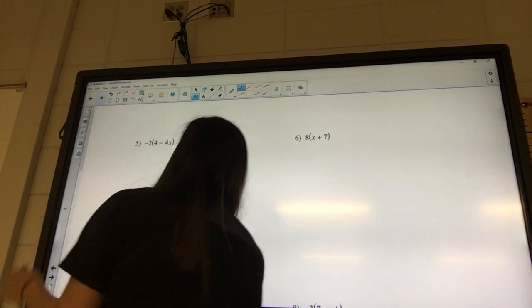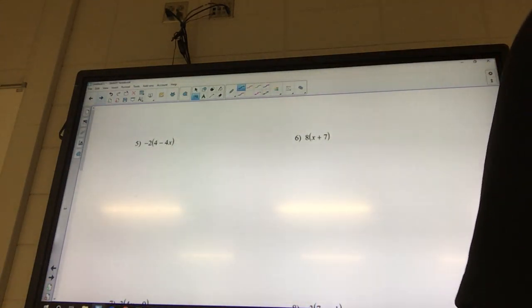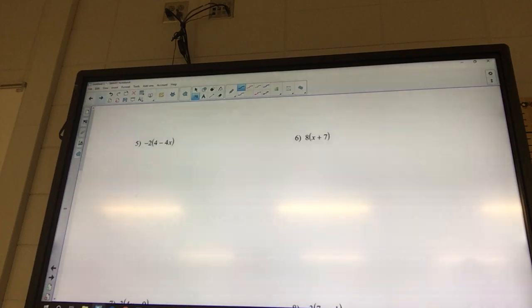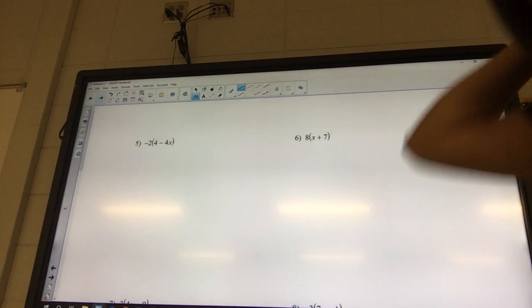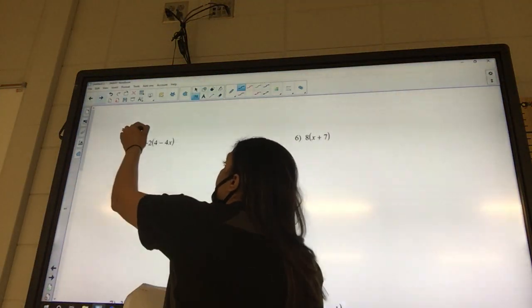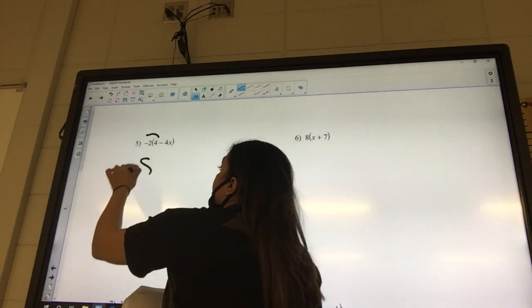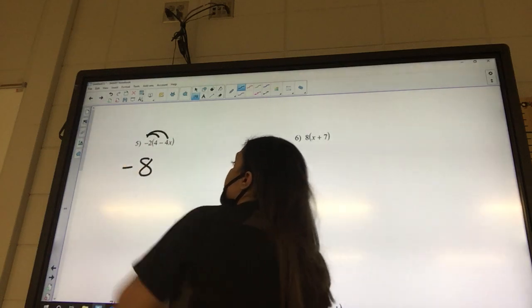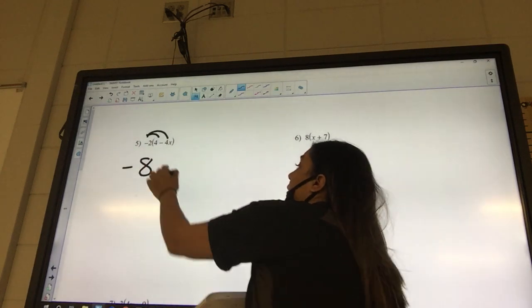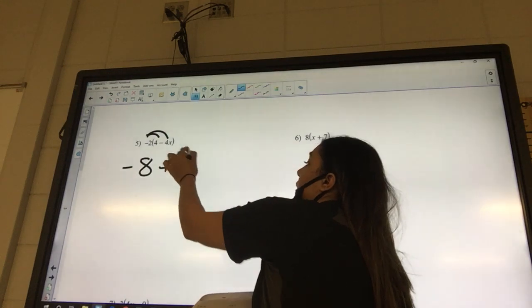Okay, the next page is all distributing. Okay, what's distribute mean? Starts with an M. Multiplication. Okay, it's not that hard. But some of you guys are going to need a calculator. So negative 2 times 4 is negative 8. Negative 2 times negative 4, positive 8. And how many x's? 1.